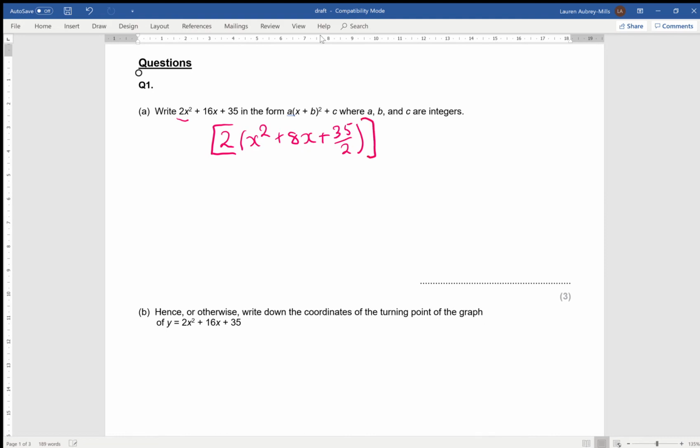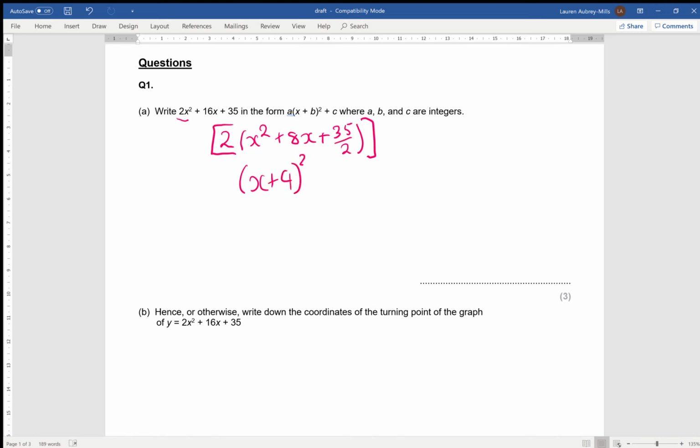And what I've done is I've created a new bracket, and inside the bracket you've got the 2 there, and it's kind of separate from this bit here. Then we just deal with what's inside the bracket as we normally would when completing the square, and keep this 2 on the outside for now. So I would half the number in the middle. It's not 8x, it's 4x now, sorry.